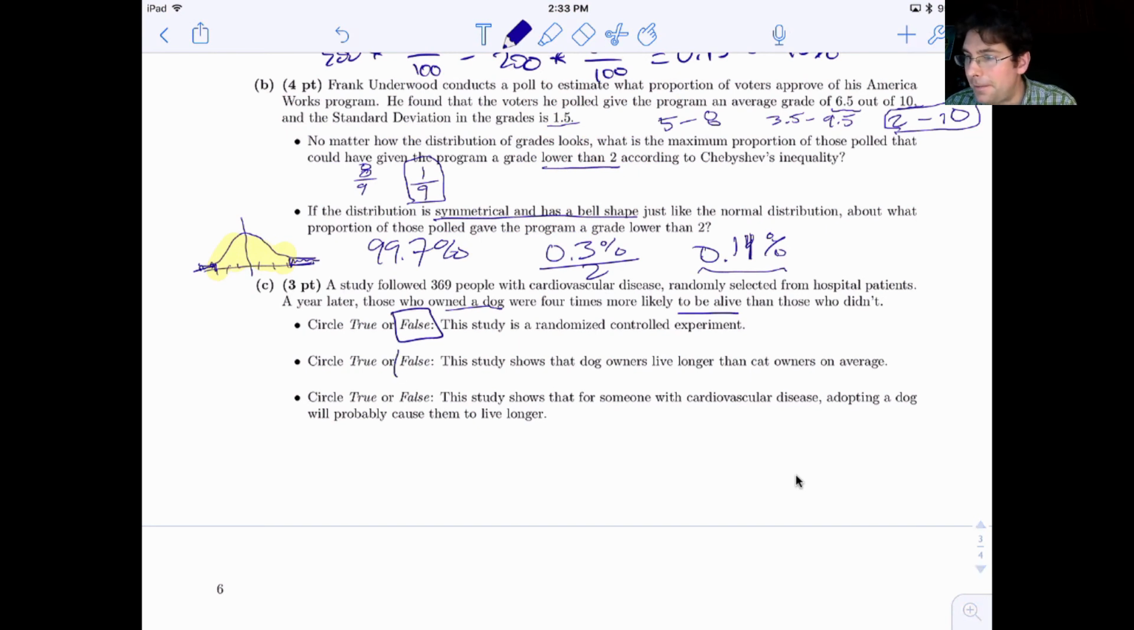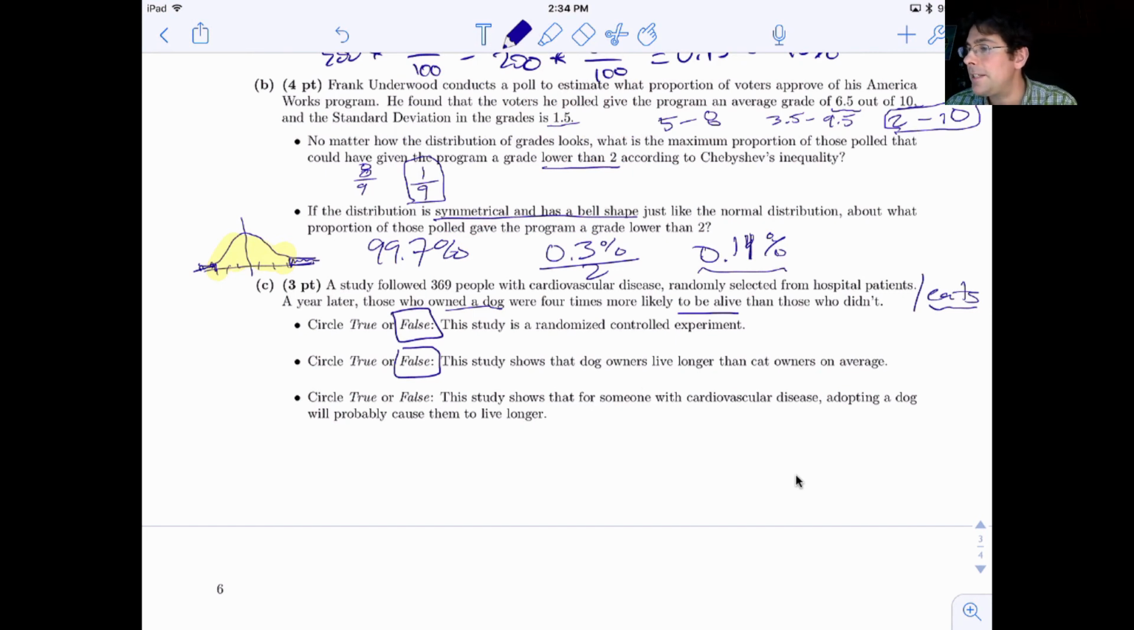Well, this is actually false too, because this says nothing about cats. No cats. And that's not a surprise. I generally don't put cats on exams. So this says that people who owned a dog lived longer than people who didn't own a dog, but that's different than cat owners. So you have to make sure you know what your study is talking about.